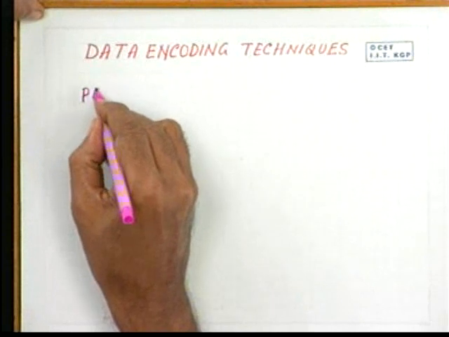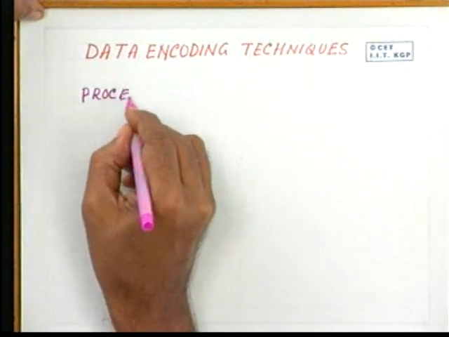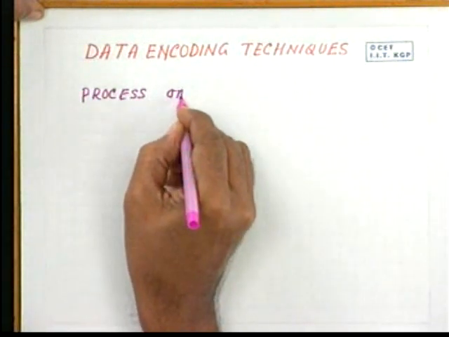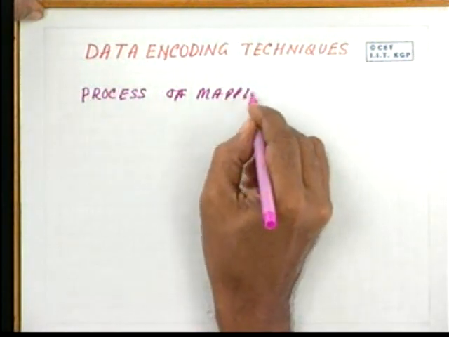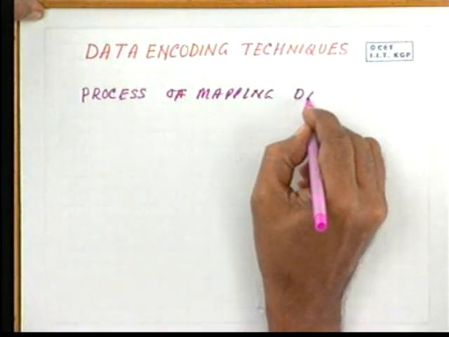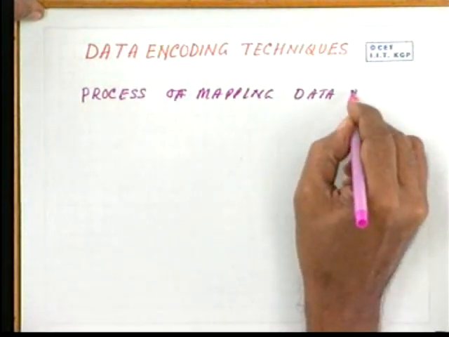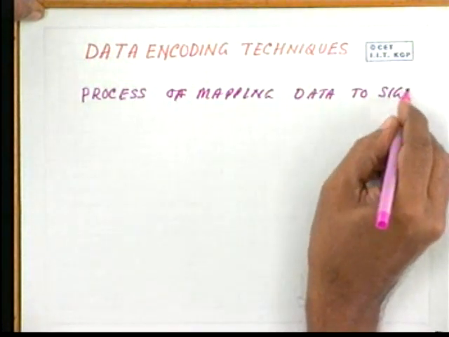What is a data encoding technique? Data encoding technique is the process of mapping data onto signals. So, it is the process of mapping data to signal.